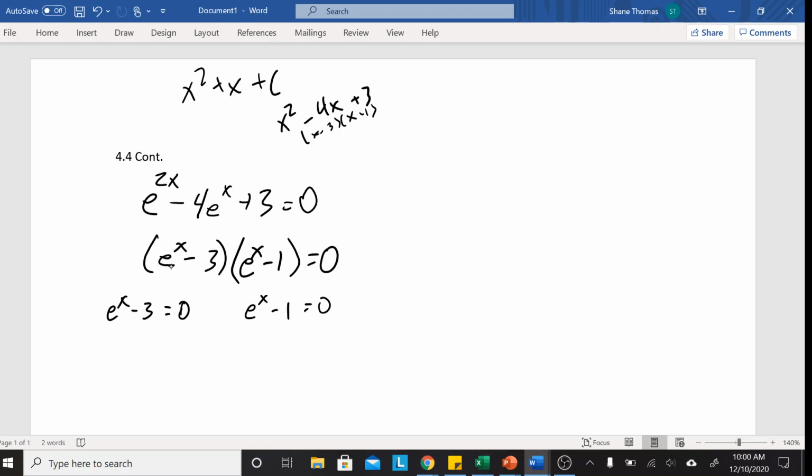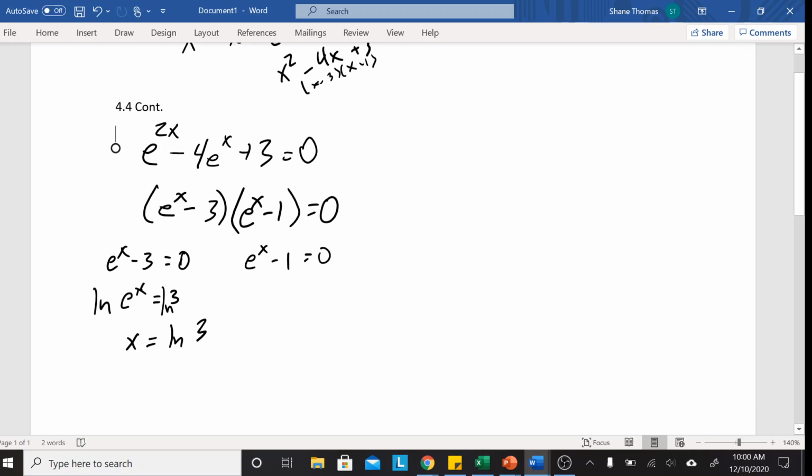All right, so then left-handed one, I'm going to add the 3 across. So I have e to the x equals 3. Now this is just back to like I did last night, right? If I want to get rid of the e, the inverse of e is what? There we go, natural log. So let's natural log both sides. So I have x equals the natural log of 3. And the natural log of 3 is going to give you 1.1.